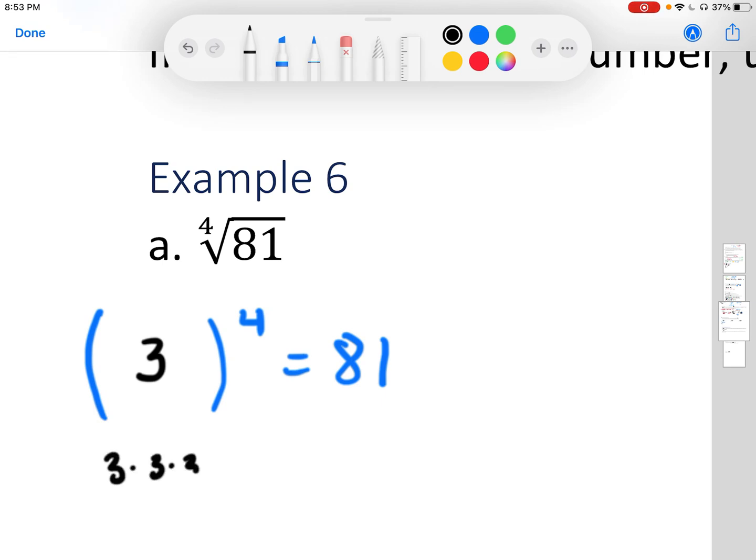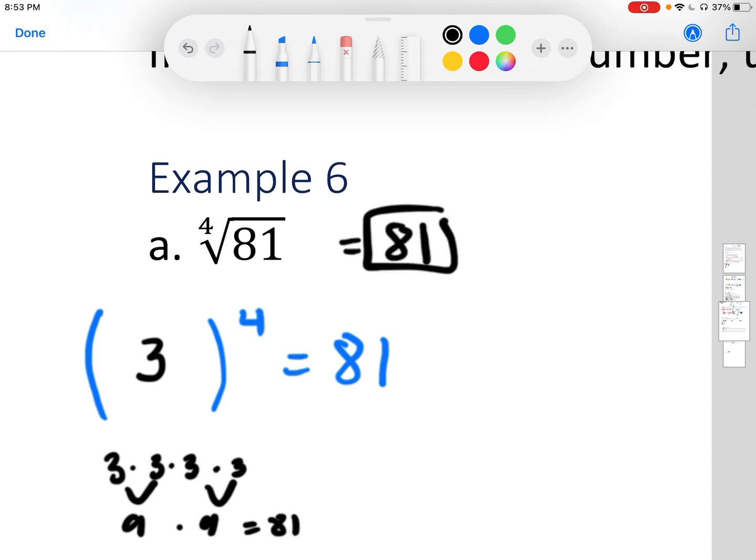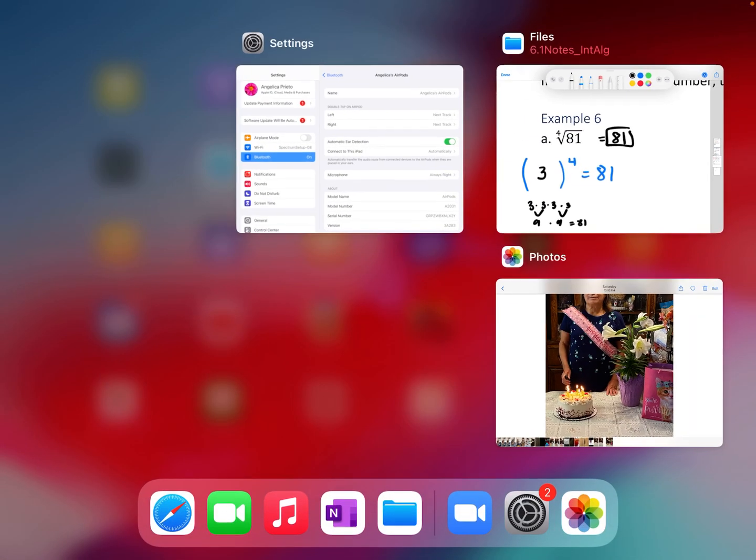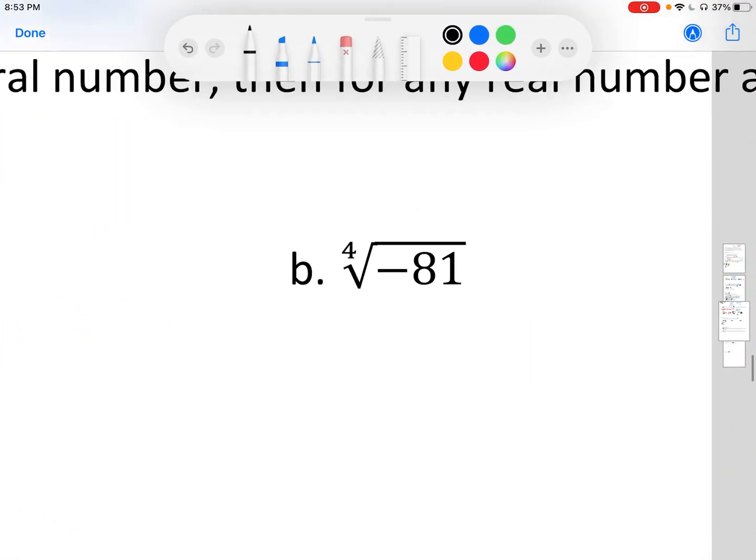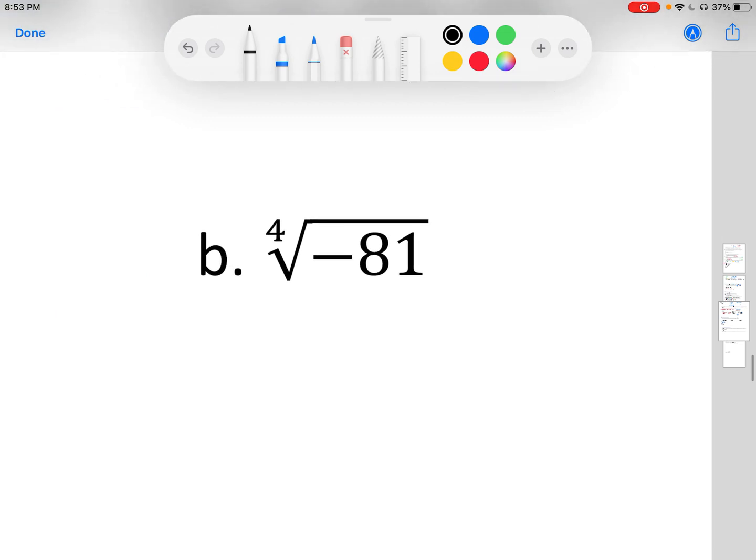3 times 3 times 3 times 3. 3 times 3 is 9, 3 times 3 is 9, 9 times 9 is 81. Cool. So our answer is 3. Let's take a look at B. The fourth root of negative 81.